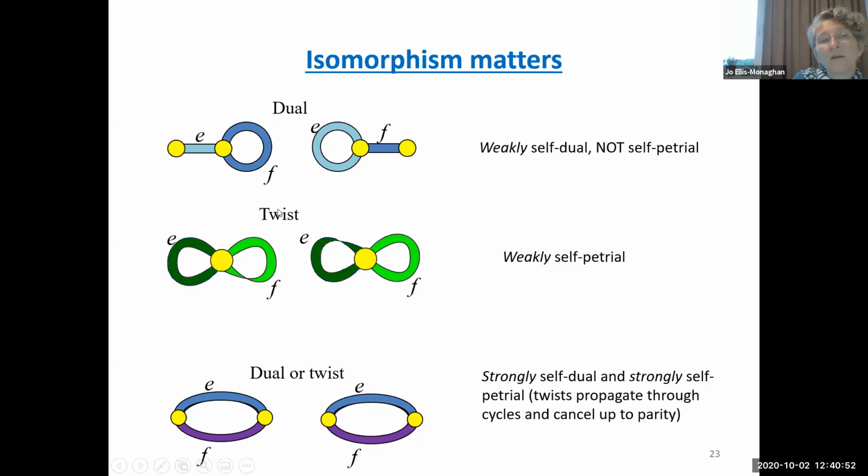Similarly, this graph down here is weakly self-petrial. If you twist both of these edges, you get this graph, but in order to map the isomorphism, you have to map E to F and F to E. So it's weakly self-petrial. On the other hand, this graph down here is strongly self-dual and strongly self-petrial. If you take the dual, you get this, and you can map E to E and F to F as your isomorphism.